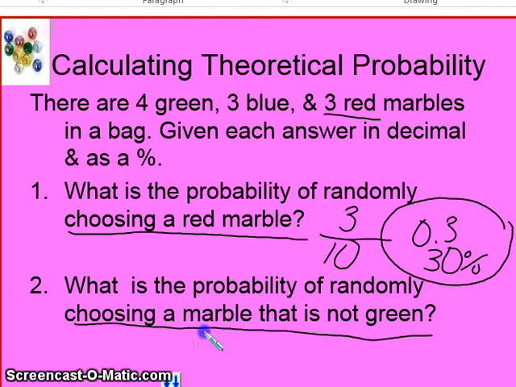There are 6 total blue and red marbles. Out of how many possible marbles are there for you to draw from? 10. So the probability of drawing a marble that is not green is 6 out of 10. Now we need to write that as a decimal, so 6 divided by 10 is 0.6. And if we want to change that to a percent, we move this decimal point 2 places to the right and get 60%.